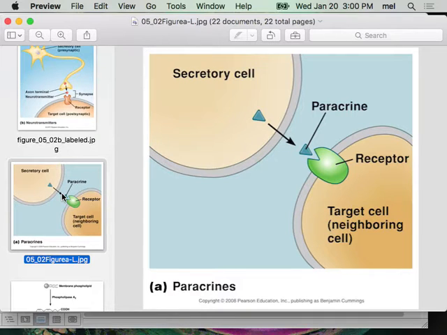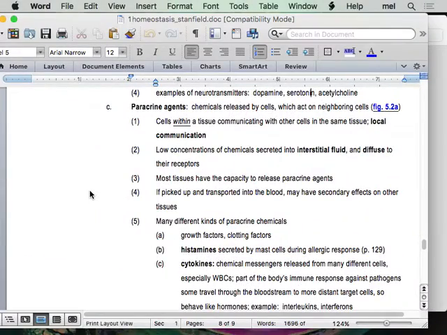Let's constrict something. Let's dilate something. Let's increase smooth muscle activity or decrease smooth muscle activity. Any number of local things. What if you're injured? You could release something that says, let's clot, right? Don't those all sound like things that you want to try locally before you ever try systemically? Yeah? So these are all paracrine agents. So let's look at some examples of paracrine agents. So this is cells within a tissue communicating with other cells in the same tissue generally.